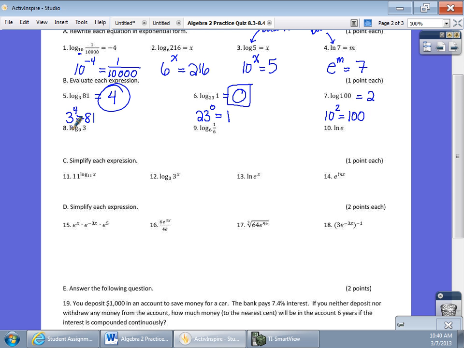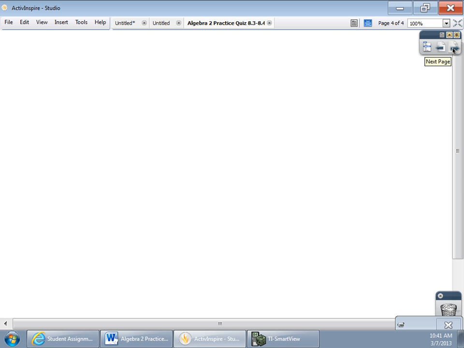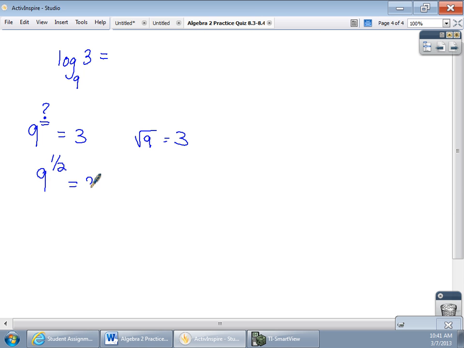Now this is the tricky one here. Log base 9 of 3. I'm going to scoot over here and rewrite that. Log base 9 of 3 equals. Well, I've got to think, 9 to what power is equal to 3? And what I know is that the square root of 9 is equal to 3. So I got to think what exponent is the square root, and that's 1/2. 9 to the 1/2 is equal to 3, so log base 9 of 3 is 1/2.